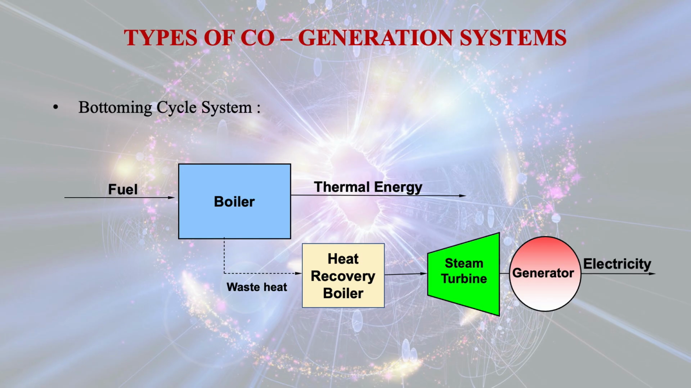And if this is the process for which the priority is the heat which is being produced in the boiler, used for the different processes as a thermal energy, this cycle is known as bottoming cycle, and the byproduct energy which we get as a waste heat can be used for generating electricity. And this bottoming cycle is generally used in big industries like cement industries.